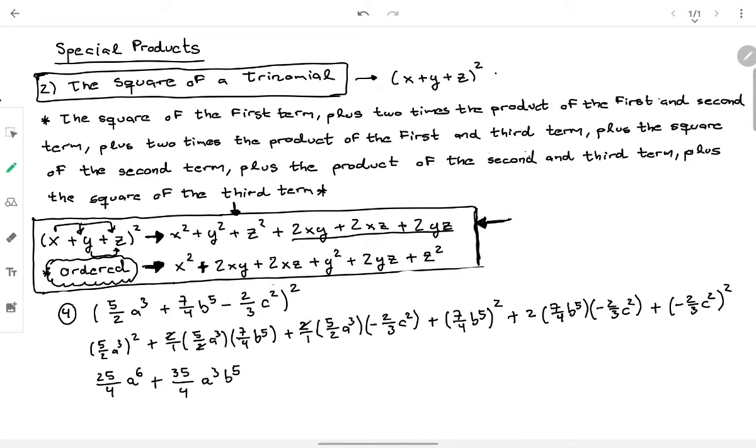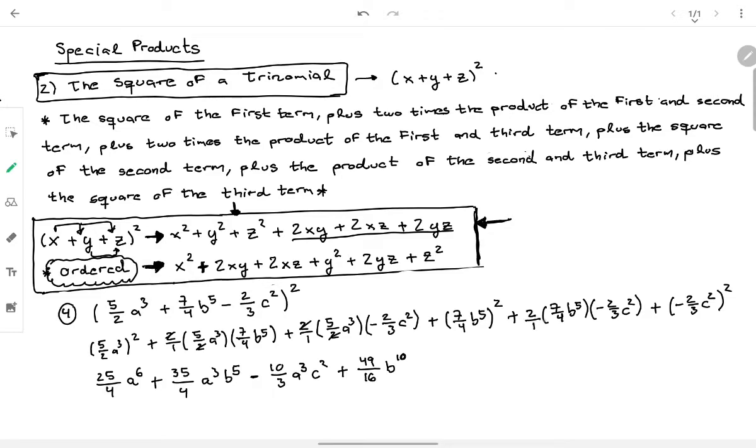Then we can also simplify this 2 with this 2. So it will be minus, because it's plus multiplied by plus multiplied by minus. So it will be minus 10 thirds of a cubed c squared, plus, then it's going to be 49 over 16. V, it's going to be 5 times 2, so it's 10, because of the power of a power.